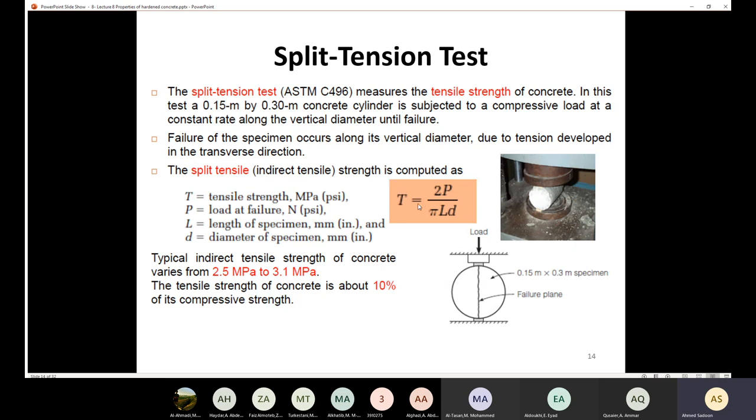T represents the tensile strength. P represents the load at the failure. L is the length of the specimen, while D is the diameter of the specimen. Typical indirect tensile strength varies between 2.5 megapascal to 3.1 megapascal, of course, after 28 days. And the tensile strength of the concrete is about 10% of its compressive strength.